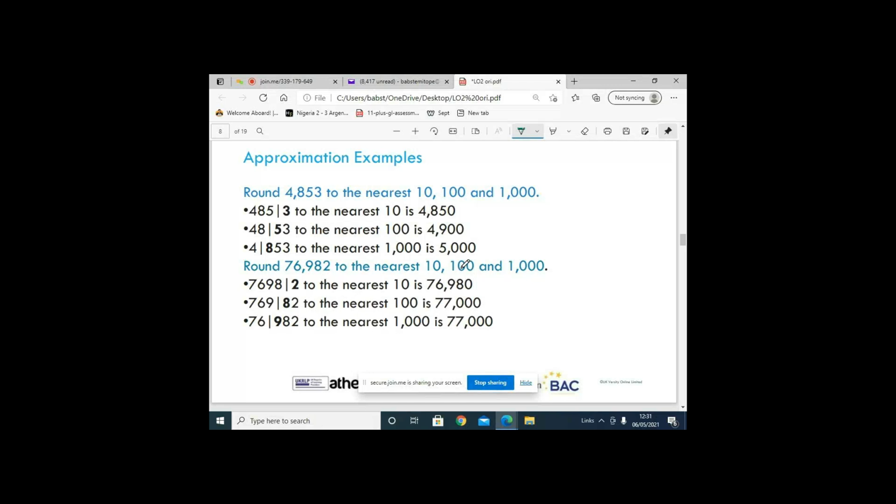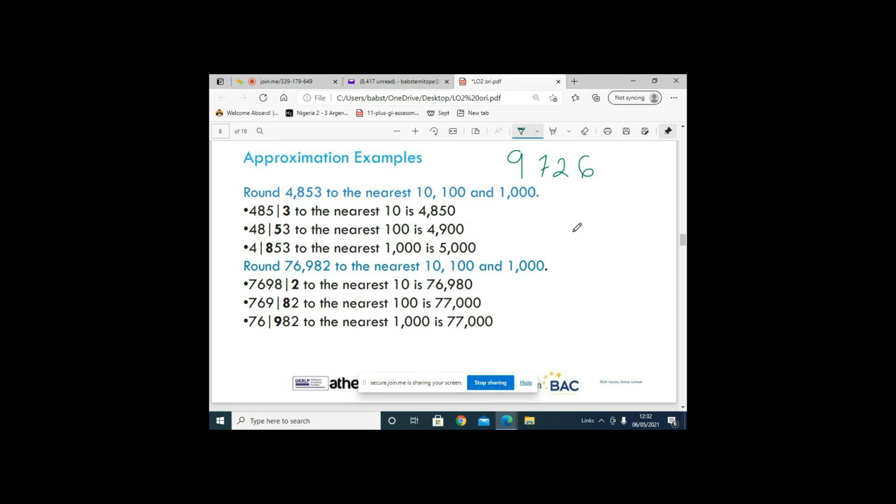So just do this one for me. You got 9,726. Help me round it to the nearest 10, 100, and 1,000. So nearest 10, that's going to be 9,730. Yes, 30. So what about the nearest 100? It's going to be 9,800.